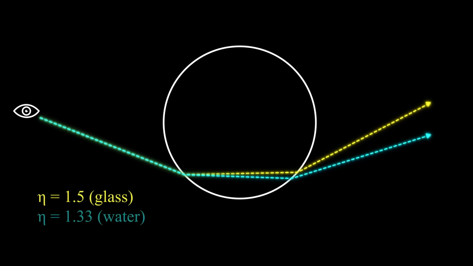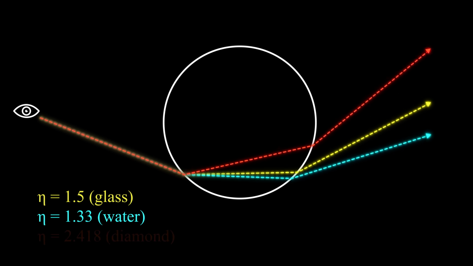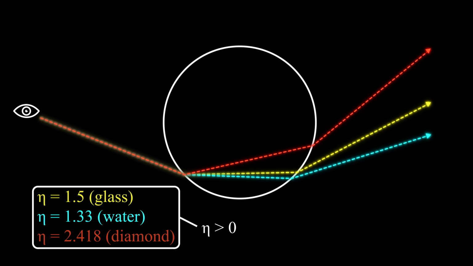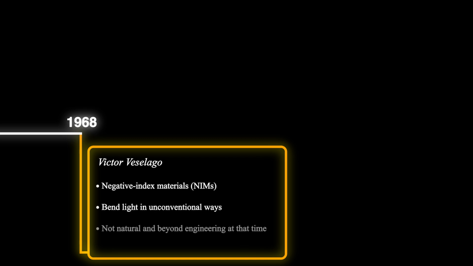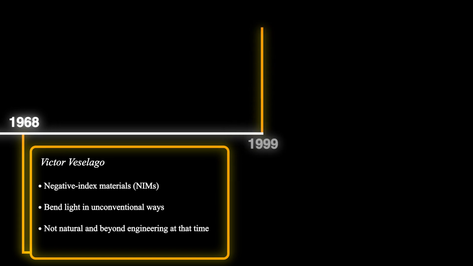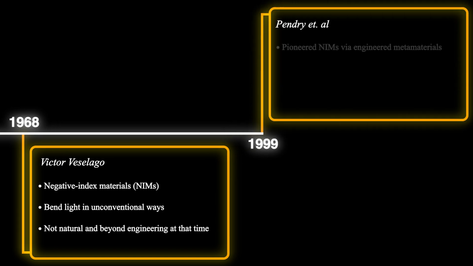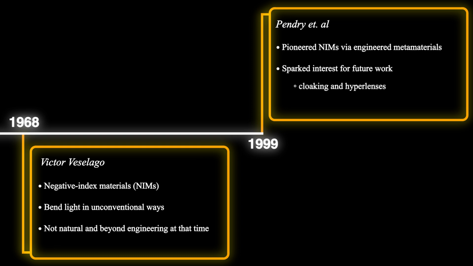In simple terms, this parameter describes how strongly light is bent at the boundary between materials. All known naturally occurring materials have a positive index of refraction. In 1968, Victor Veselago theorized materials with a negative refractive index, or NIMs, that could bend light in unconventional ways. Decades later, engineered metamaterials made these properties realizable, enabling applications such as cloaking and hyperlenses.